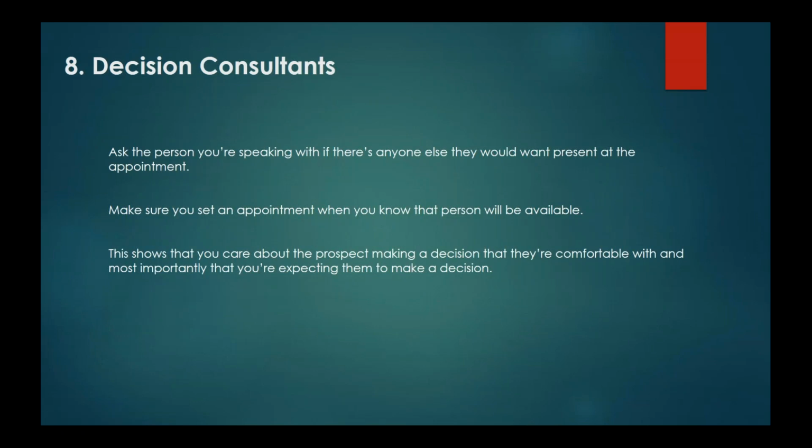The decision consultants, so that's spouse, family, friends. It's a good idea to ask if there's anybody else in the decision-making process. Not necessarily "Are you the main decision maker?" or "Are you the only decision maker?" Assume that they are the decision maker, but always ask if there's somebody else that they'll be consulting at the same time. Make sure that you set an appointment when you know that person will be available. Kind of try to close in on that time, that, "Oh, well, she's at work right now, but she'll be back later."